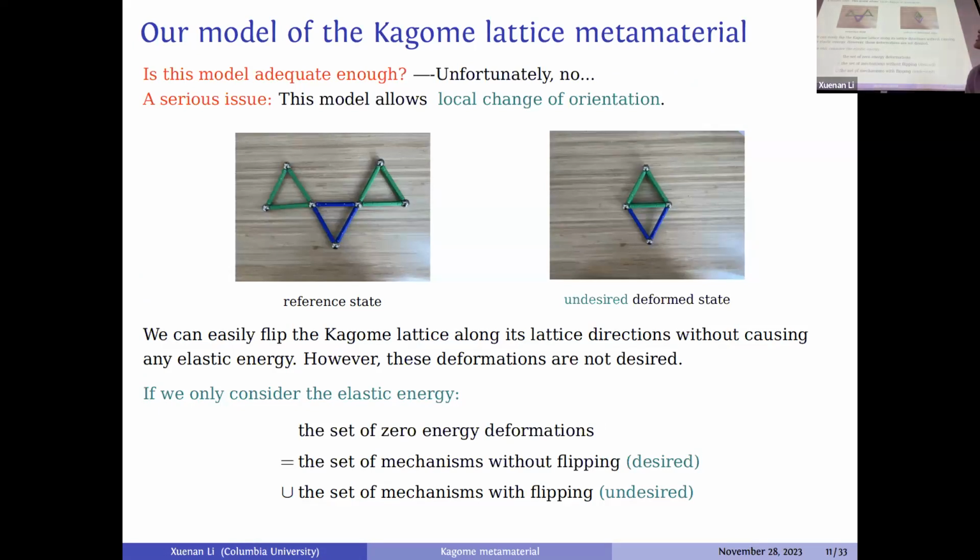So there is actually something wrong with that energy. If I had figured this out a few years earlier, I wouldn't have been troubled. So the energy I wrote there is not very accurate. So what's the problem here?